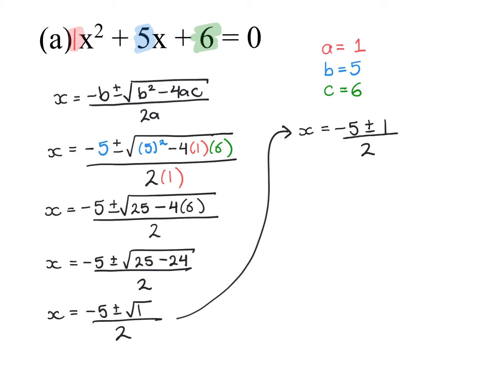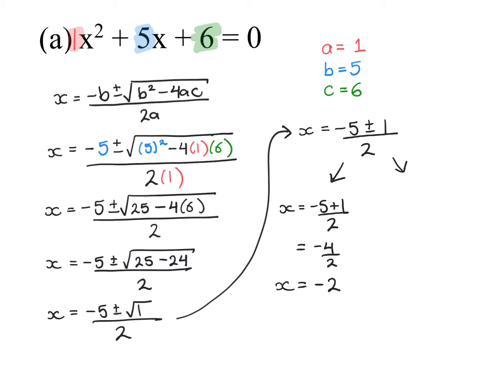Now in this case, you have two different roots. So let's find the first root. So x is equal to negative 5, and we're going to use the plus. So plus 1 divided by 2. So negative 5 plus 1 is negative 4 divided by 2, and your answer happens to be negative 2. So one of your roots, or x-intercepts, is negative 2.